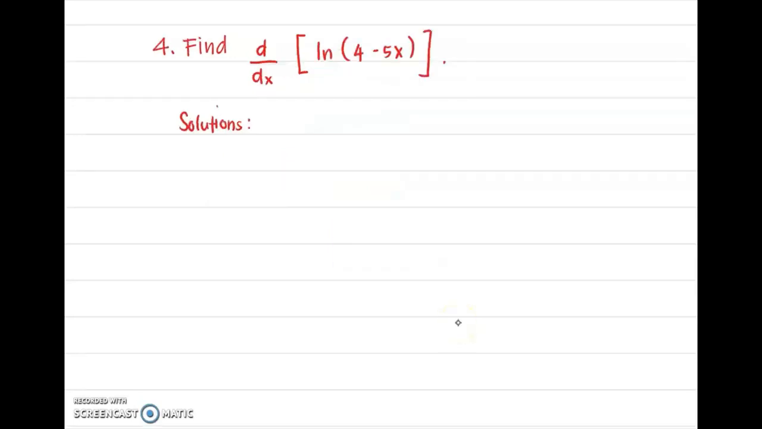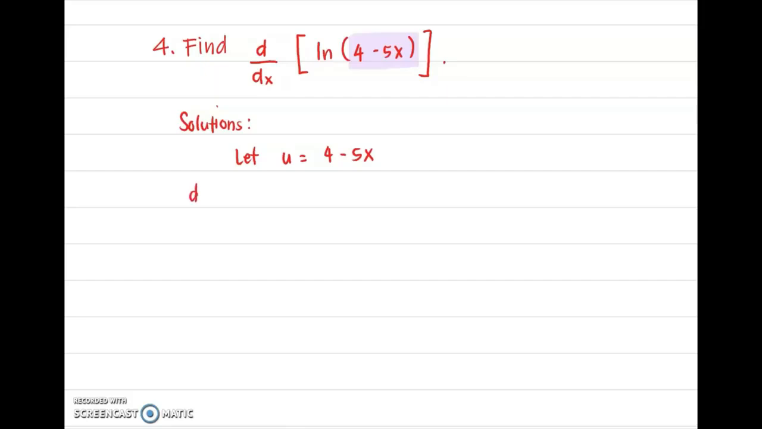Let's go to our fourth example. Find the derivative of the natural log of 4 minus 5x with respect to x. So first thing, identify your inside function. So your inside function here is 4 minus 5x. Now let that be u. So let u be equal to 4 minus 5x. Now start solving for the derivative.